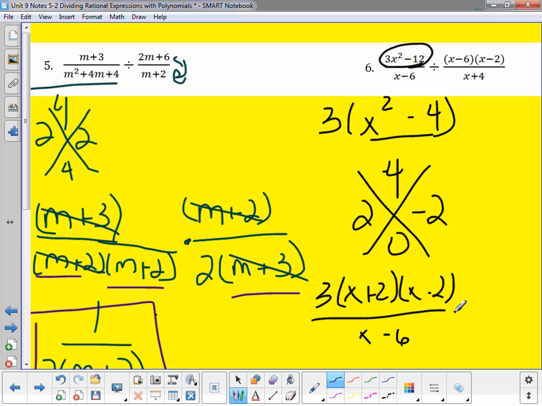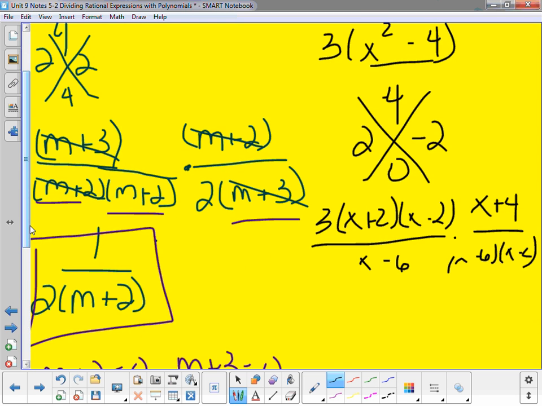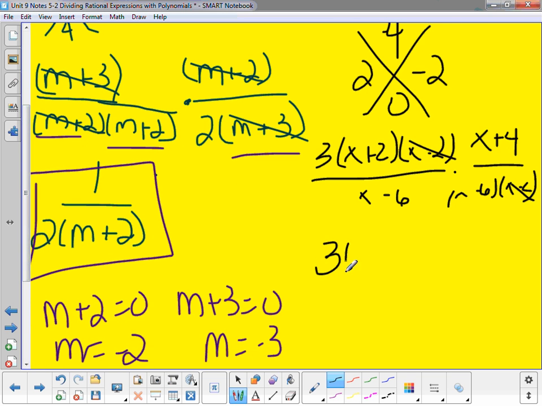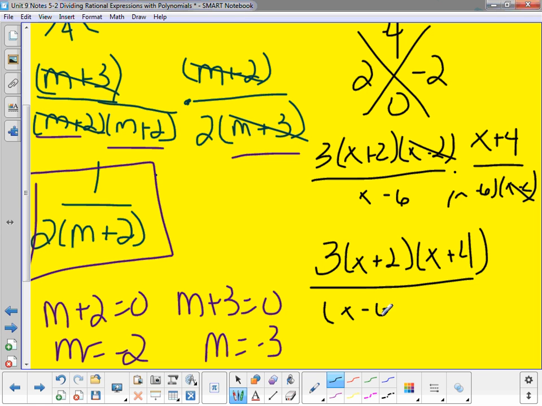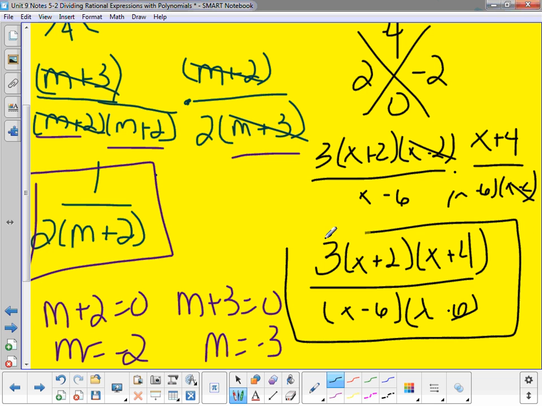So then I'm going to multiply it by x plus 4. So I'm switching these around. On the bottom, I have x minus 6, x minus 2. Now I'm going to go through and cross off what I can. I can cancel off those minus 2's, and that's about it. Then on top, I'm left with 3 times x plus 2 times x plus 4, and on the bottom, x minus 6 times x minus 6. Why don't you go ahead and calculate the excluded values for that one for me?